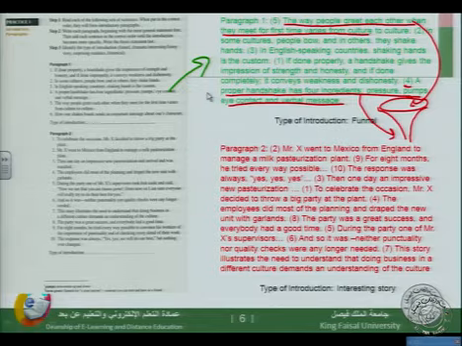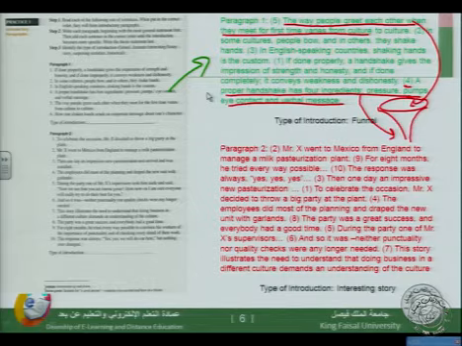For paragraph number 2, the order is: Mr. X went to Mexico from England to manage a milk pasteurization plant. For 8 months he tried every way possible to convince his workers of the importance of punctuality and quality and of checking every detail of their work. The response was always yes, yes, yes, yes.